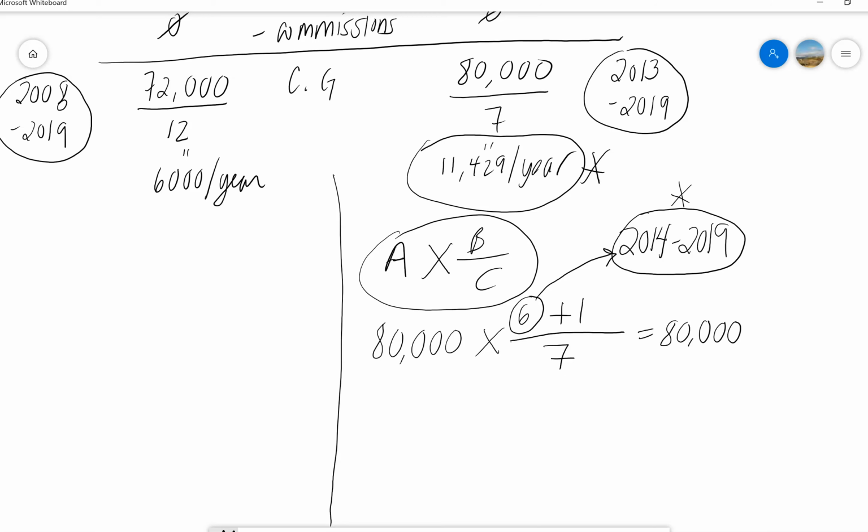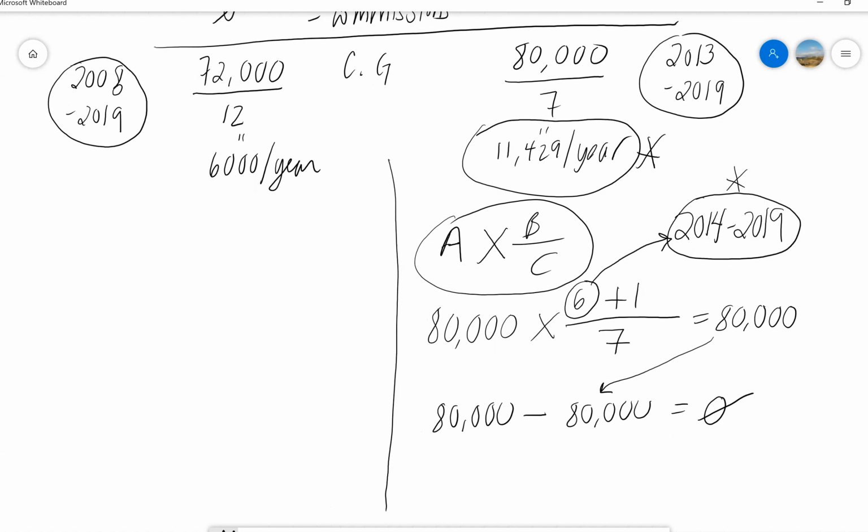So for the Tofino property then, we have the capital gain of 80,000 minus the reduction of 80,000, and that's going to result in 0 capital gain for Allie to recognize on the Tofino property. So that's how we eliminate the capital gain on the property that has the highest capital gain per year. Then we have to go back now to the Surrey property.